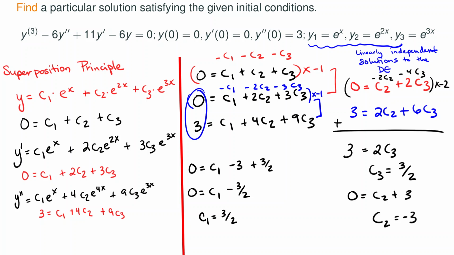So our particular solution that satisfies the given initial conditions is y equals 3/2 e to the x minus 3e to the 2x plus 3/2 e to the 3x.